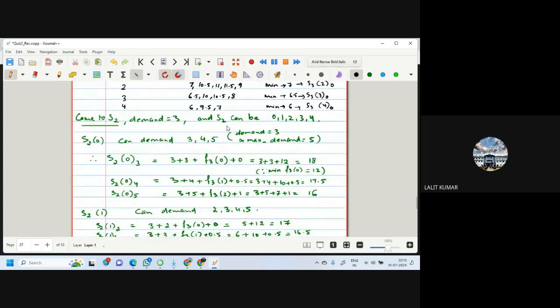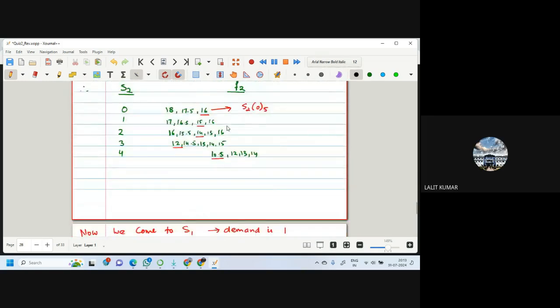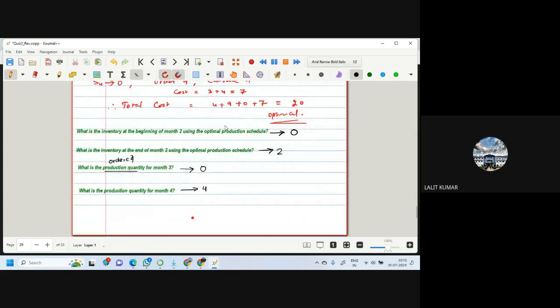Then they have asked: what is the inventory at the beginning of month 2 using the optimal production schedule? Month 2 means S2, so we knew 0. What is the inventory at the end of month 2? When we finished, it was 2, S3 was 2.